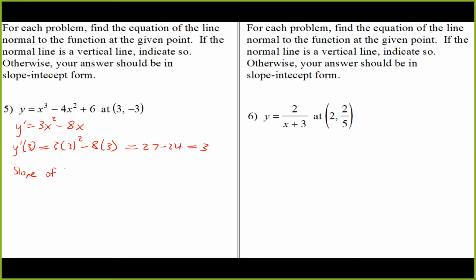-1/3. Perfect. The opposite reciprocal, so the slope of the normal line is equal to -1 over the derivative of our function at that x value, which in our case is -1/3. I'm going to rewrite this in the same notation. So I'm deriving not a function of x, but a function of y.